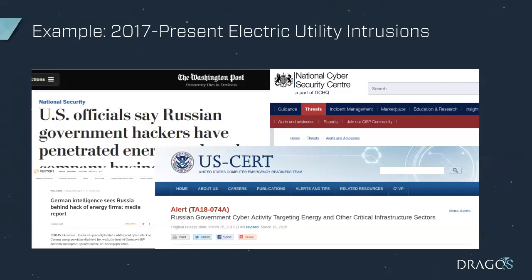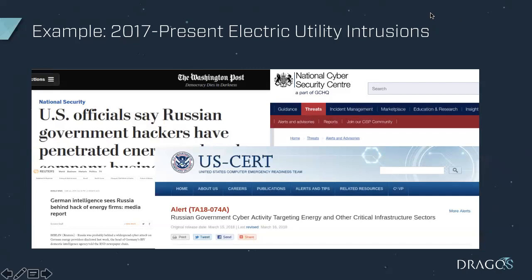So as I'm sure many people in the audience are aware, but just for background, since mid-2017, multiple reports have come out in both the news as well as from national level CERTs such as US-CERT and the UK's NCSC on Russian-linked intrusions, not our statement, but the statement of the US government, or at least probing into electric utilities in the US, the United Kingdom, possibly Ireland, and possibly Germany as well.